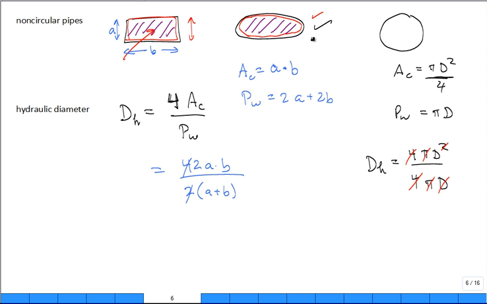What do you do with the hydraulic diameter? You can compute the Reynolds number, and then you can determine if you have turbulent or laminar flow. In most engineering applications, you want turbulent flow. Laminar flow is too slow. You're not moving enough fluid in that pipe. Okay?